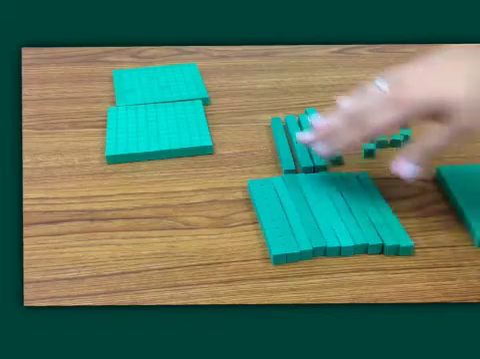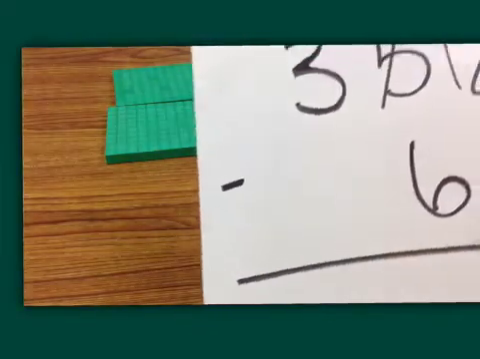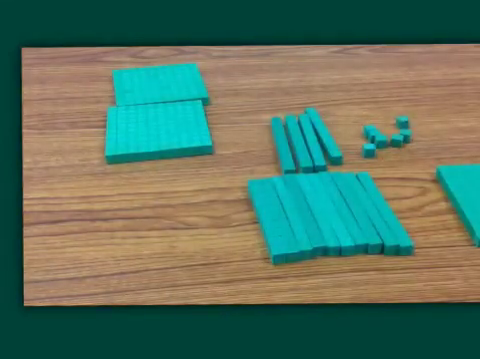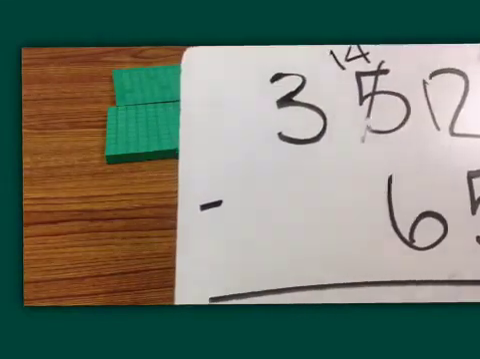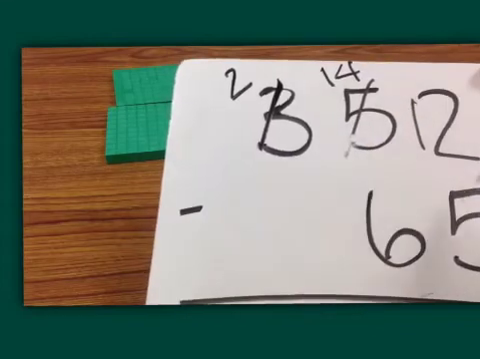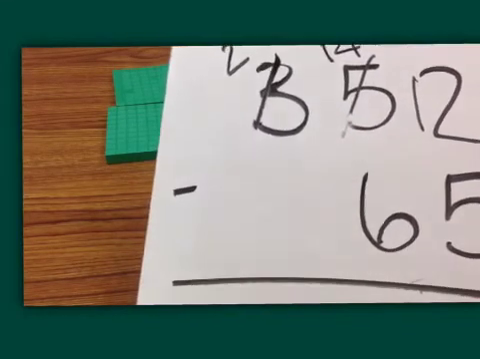So how many rods am I left with now? We have 10 plus my 4 is 14. Great. And now how many flats do I have left? I have 1, 2. So I need to go back and change that 3 back to a 2. Okay? And now can I take 14 minus 6?